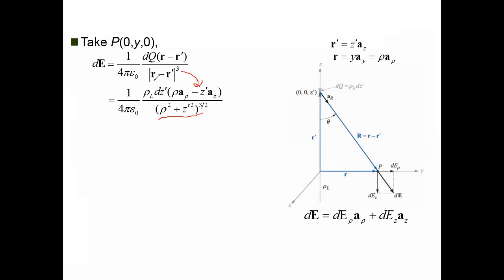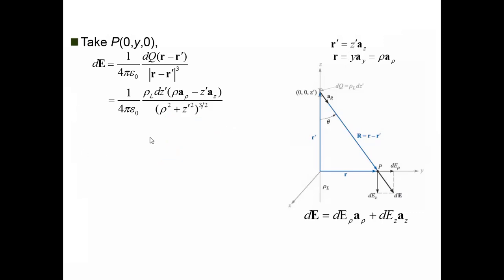See, it's very simple. Modulus of r minus r dash. If you take the magnitude of this, it will be under root of rho square plus z dash square. And this is to the power cube. So I can write this as (rho square plus z dash square) to the power 3 by 2. Yes or no? Under root means power half. Now I think this is clear. Yes or no?